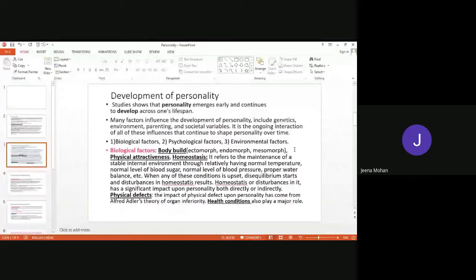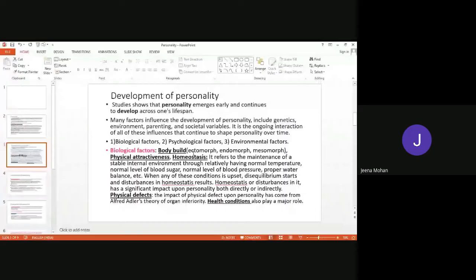So when we talk about the biological factors, the first thing is the biological approach, which is something regarding your physique. It is a study about our body build. Biological factors, so we can say that it is something related to our body build. Here in the slide I have written ectomorph, endomorph, mesomorph. So it is something regarding the physique.